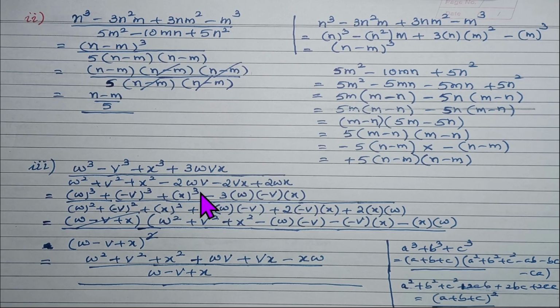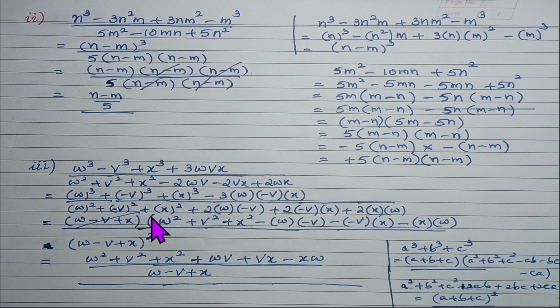Now let me write it in a standard form: w cube plus minus v cube plus x cube, which means a cube plus b cube plus c cube. Now minus 3abc: w is a, minus v is b, and x is c. Multiplying, minus into minus is plus, and it is correct. Therefore it is of the form a cube plus b cube plus c cube minus 3abc. So I can use the identity a plus b plus c in the bracket a square plus b square plus c square minus ab minus bc minus ca, and write the numerator accordingly.